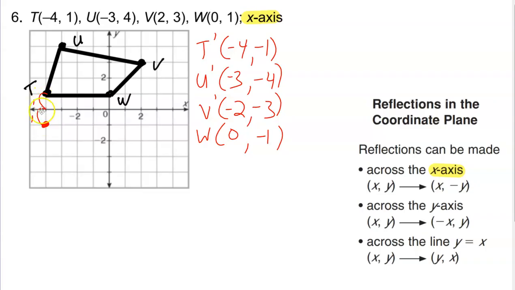Here's T. It's 1 away, so 1 down. Here's U. I didn't write the U yet, but I go down 4 and then down 4. So this we call U prime. Here's the V. Go down 3 and then count another 3. And again, you could just plot the points once you do this, but this is another way to do it.